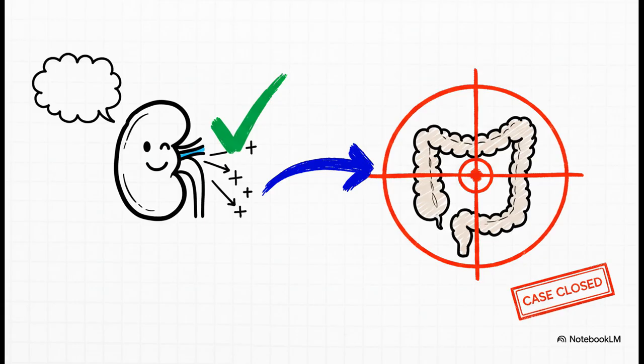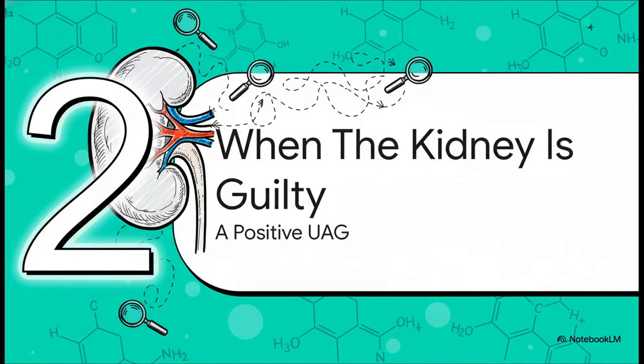So, if the kidneys are innocent, the problem has to be somewhere else. And the number one culprit? The gut. We're talking about bicarbonate loss, usually from diarrhea. Case closed on the kidneys for now. But what happens when that first clue points directly at our prime suspect? Let's see how this whole story changes.